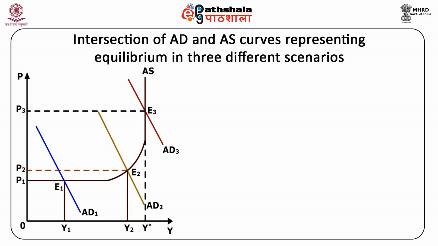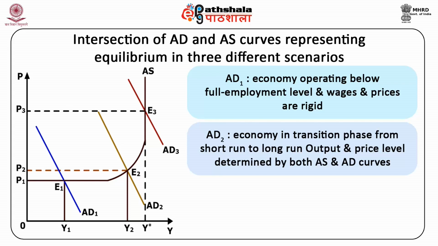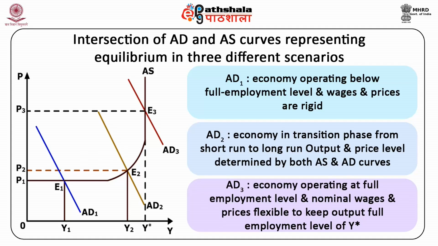If the aggregate demand curve is represented by AD1, the economy is operating below full employment level and wages and prices are rigid. If the aggregate demand is represented by AD2, the economy is in transition phase from short run to long run. Output and price level are determined by both aggregate supply and aggregate demand curves. If the aggregate demand curve is AD3, the economy is operating at the full employment level and nominal wages and prices are flexible to keep output at the full employment level of Y star.